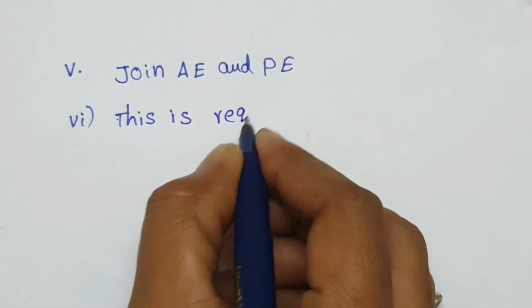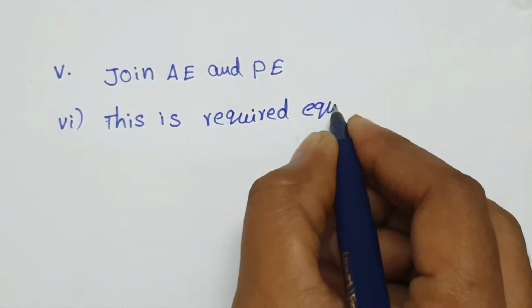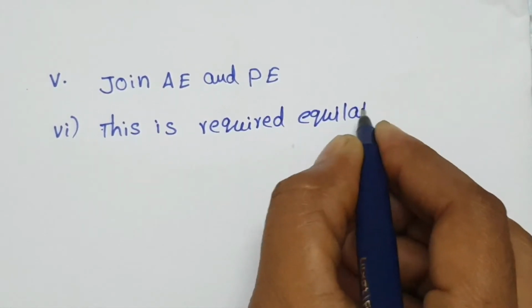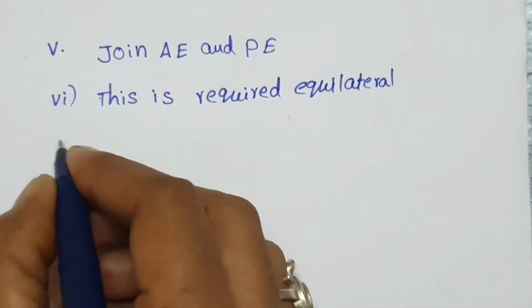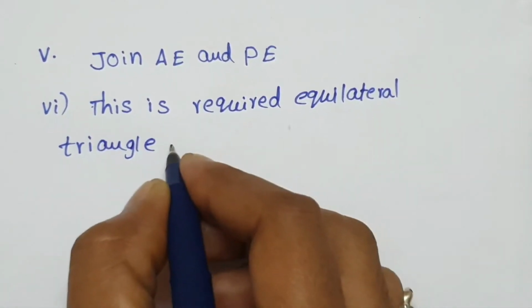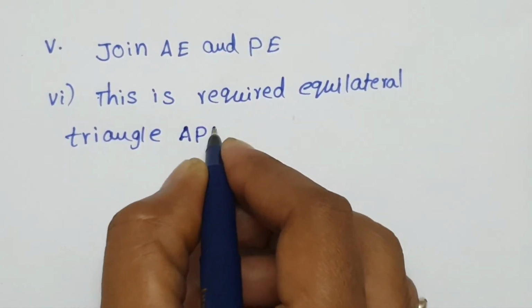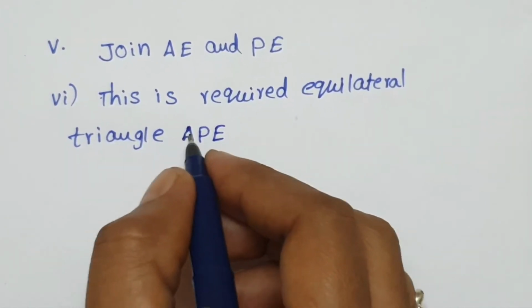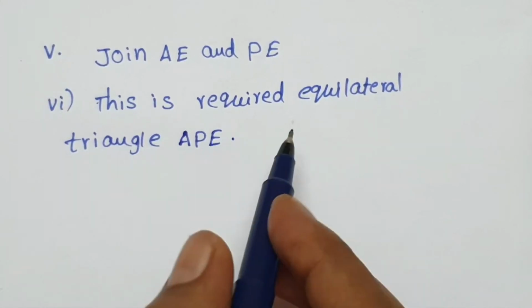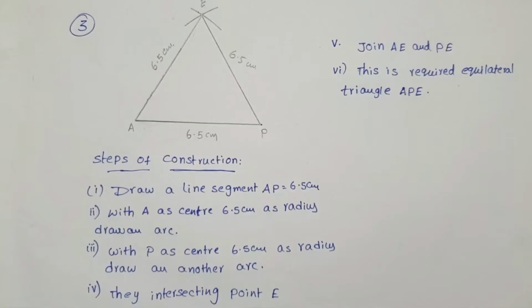This is the required equilateral triangle. Which triangle? Triangle APE. So this is the required triangle, equilateral triangle APE.